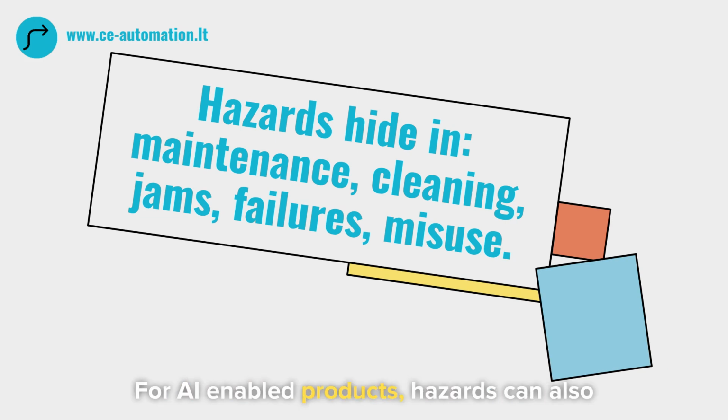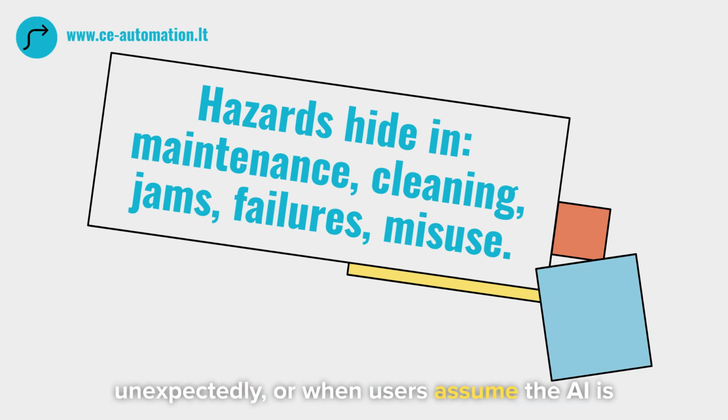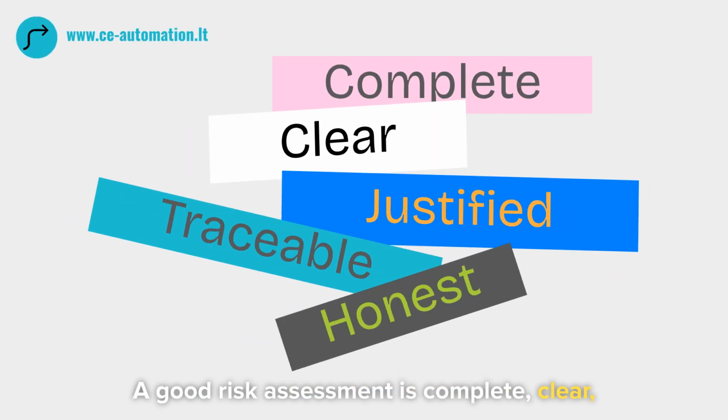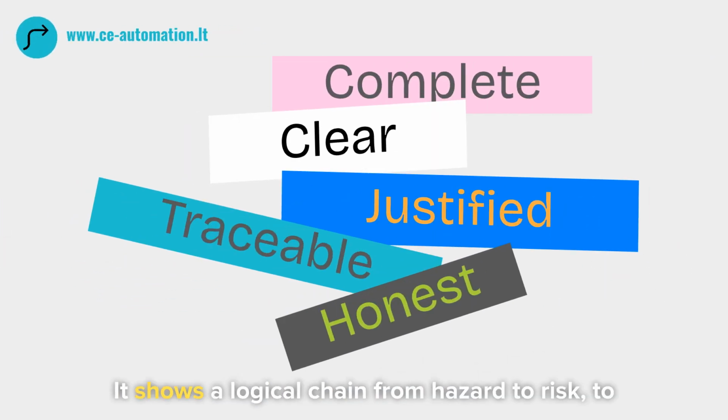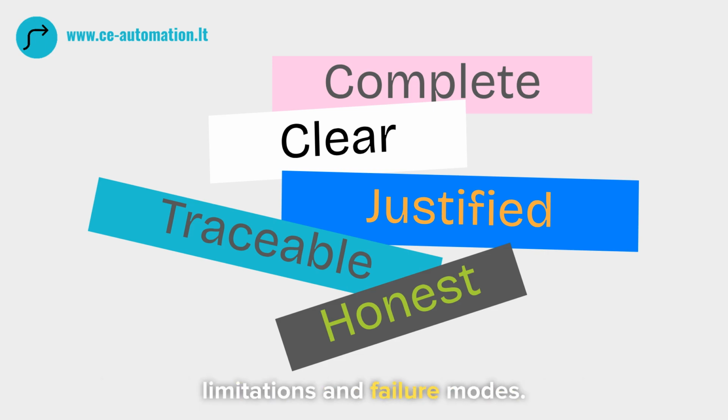For AI-enabled products, hazards can also appear when the system behaves unexpectedly, or when users assume the AI is more capable than it is. A good risk assessment is complete, clear, justified, and traceable. It shows a logical chain from hazard to risk to mitigation to verification. For software or AI, it must also be honest about limitations and failure modes.